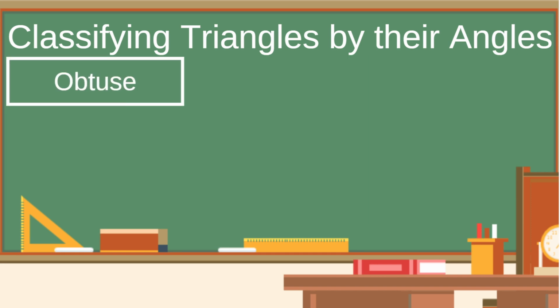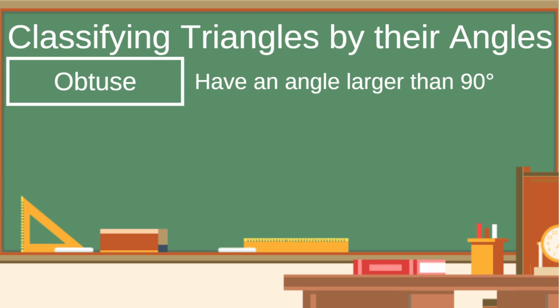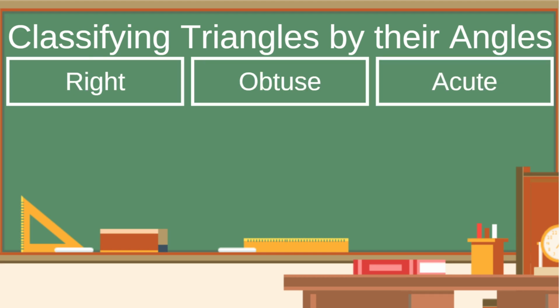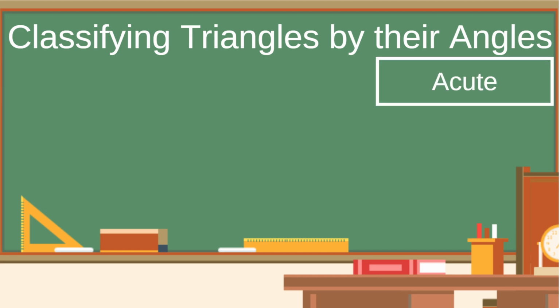To be obtuse, a triangle has to have an angle larger than 90 degrees. Whether that triangle is small, large, or rotated, as long as it has one obtuse angle, it is an obtuse triangle. Finally, let's review acute triangles.